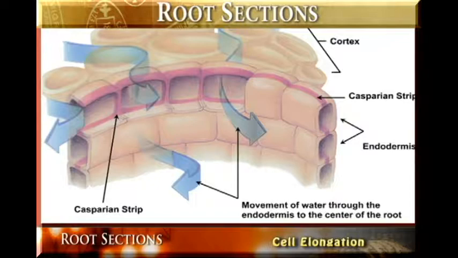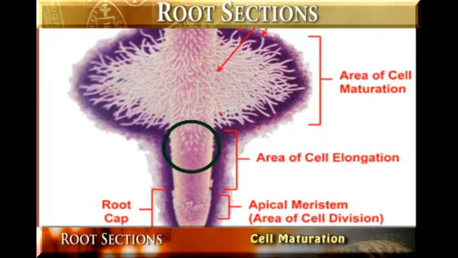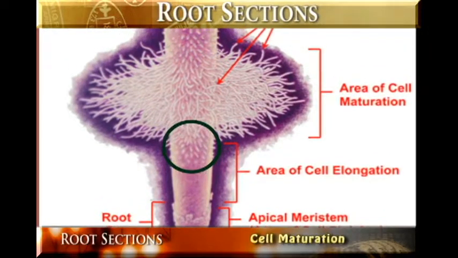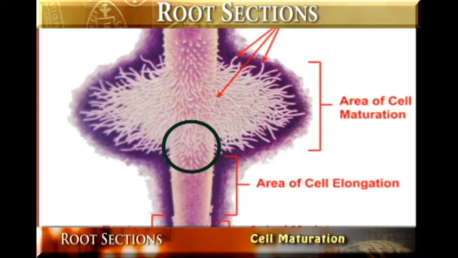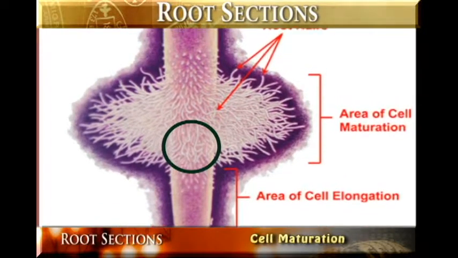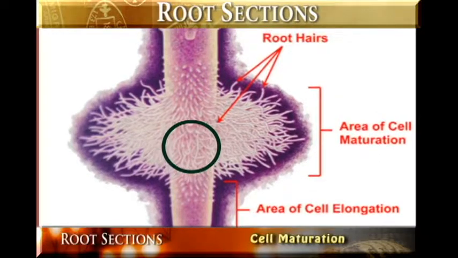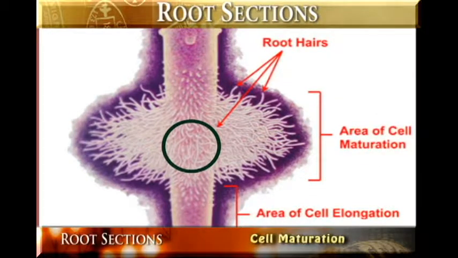Now when we go up where we have the region of maturation, sometimes we call it the region of differentiation. This is the region of absorption where there is development of the root hair and there is absorption of the nutrient. So we are talking about the regions of the root apex.